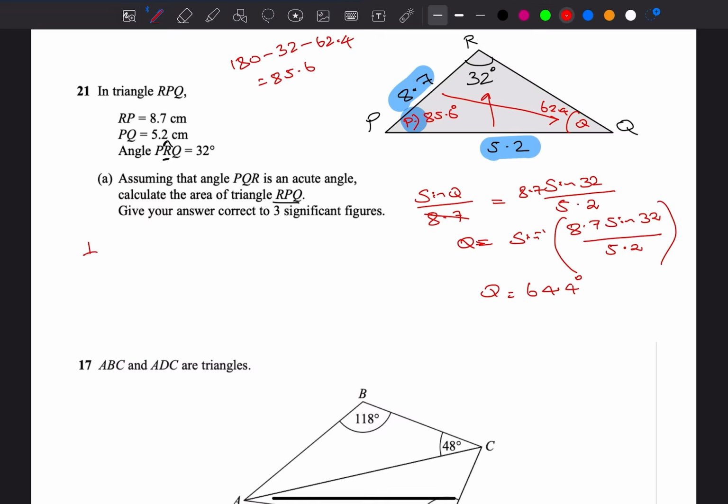So half AB, so 8.7, 5.2. Sine angle is 85.6. I get 22.55, which is 22.6 centimeter squared. Okay. Next one.